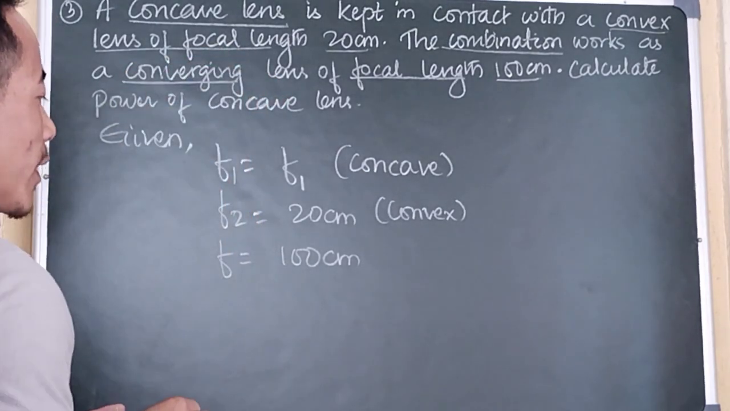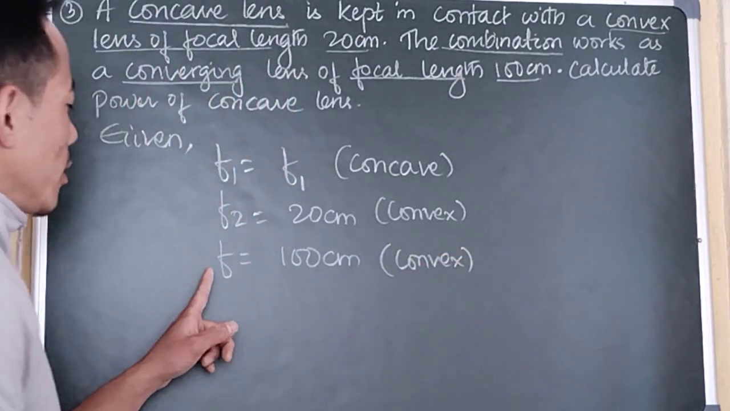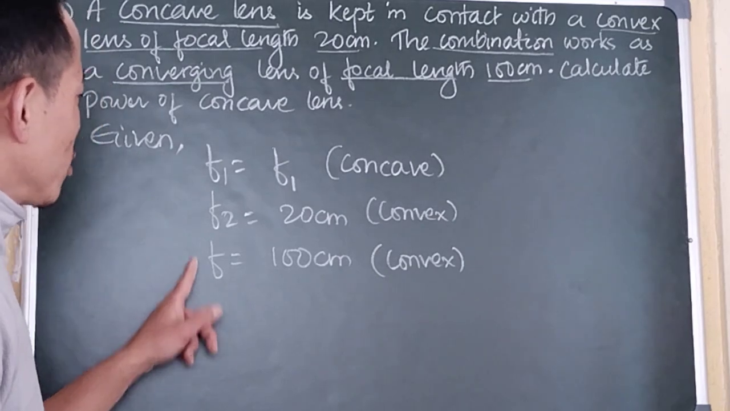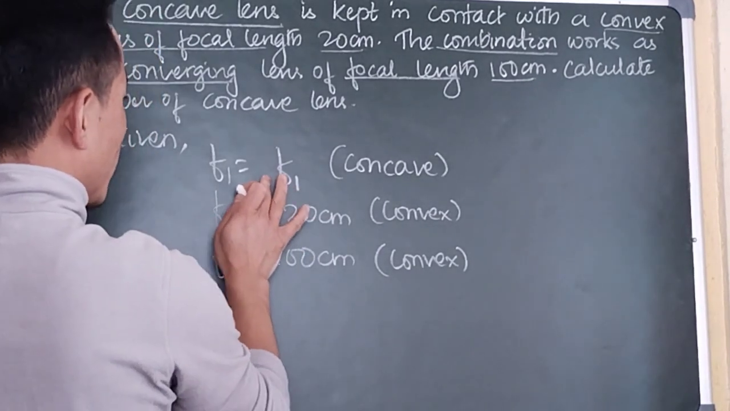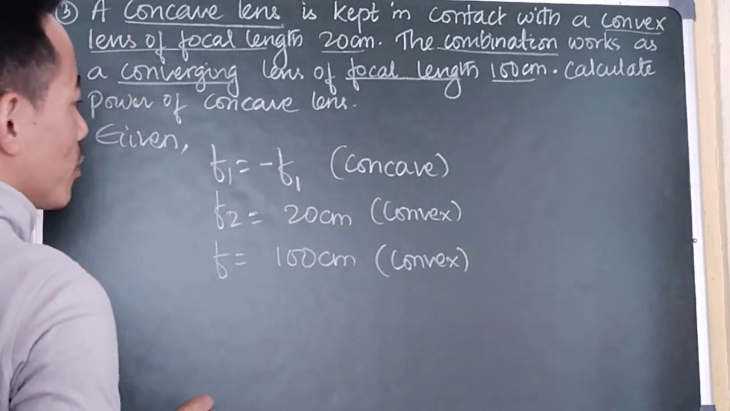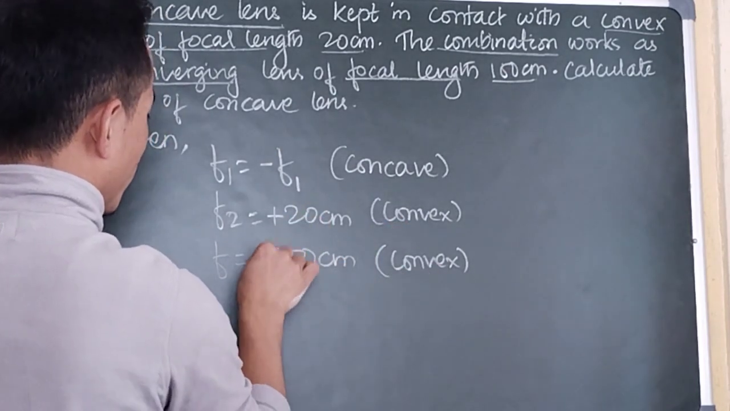Converging means a convex lens. So here you can write convex. The equivalent or the combination of these two will work as a convex lens. For a concave lens, the focal length will be negative if you use the sign convention. For a convex lens, it will be positive.